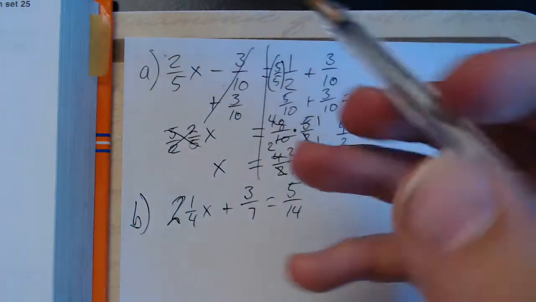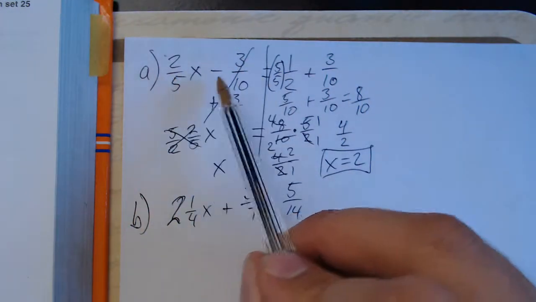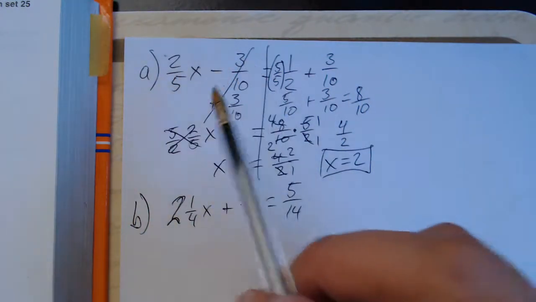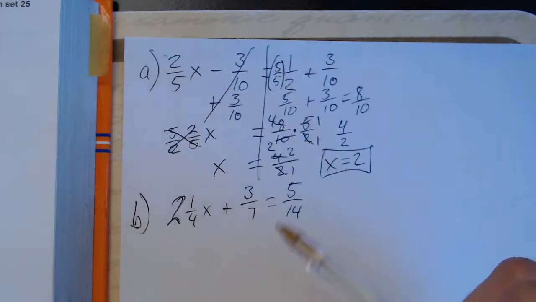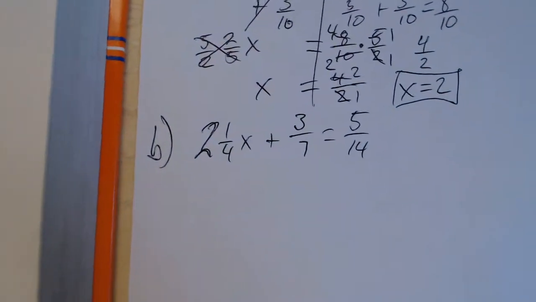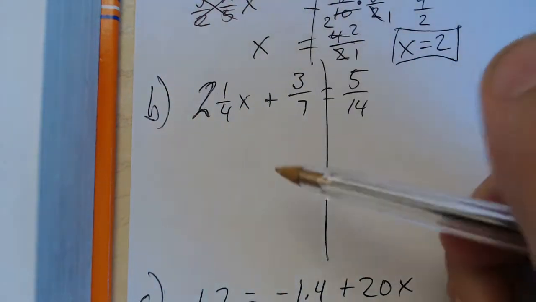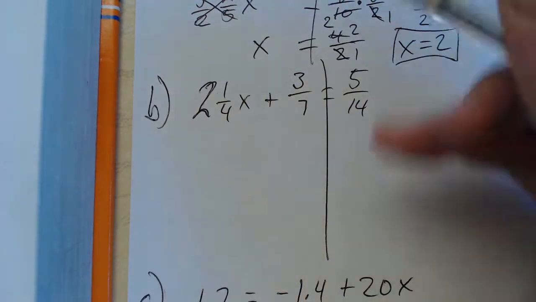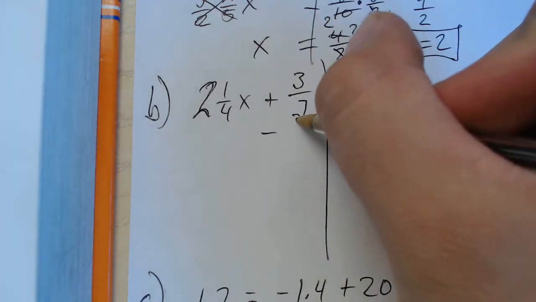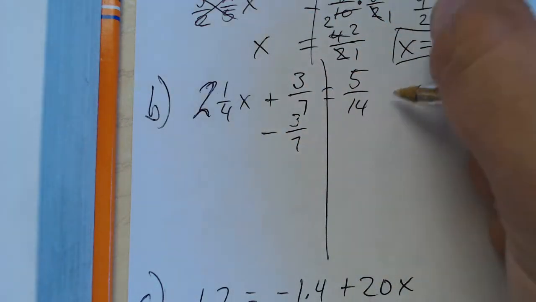And that's our answer. So remember, same rules, but when we have multiplication and addition, we're going to use PEMDAS backwards, and we start with the addition or subtraction. Now, let's do the same thing in B, but we have a mixed number. Again, we're going to draw our line, and we're going to do PEMDAS backwards. We're going to start with the addition first. We're going to subtract 3 over 7 from each side.